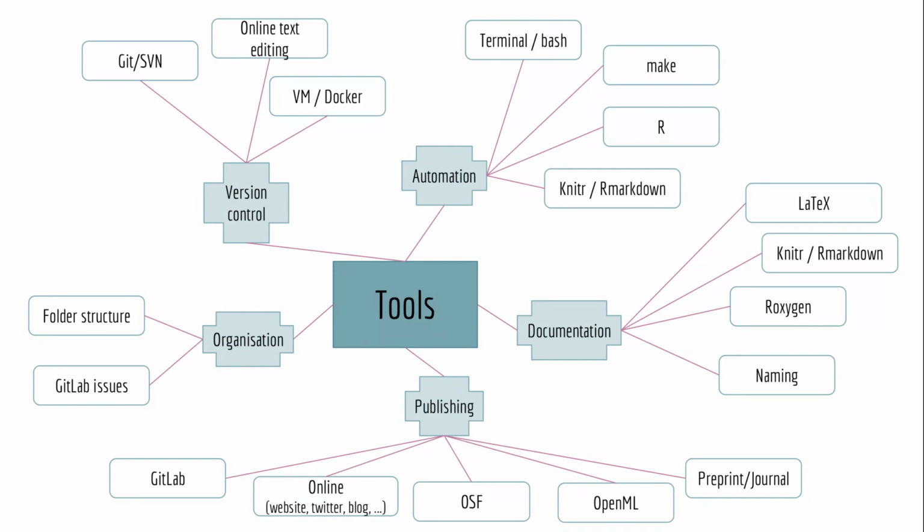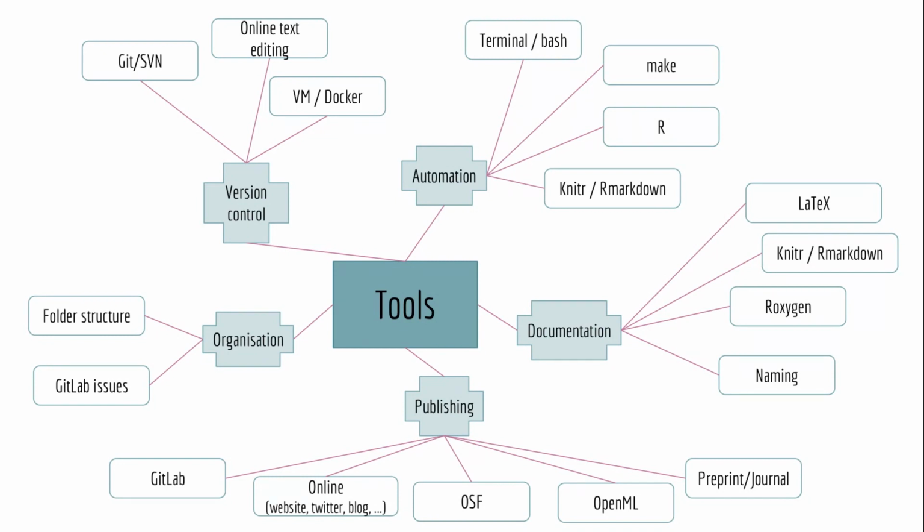Then let's move on to version control. In version control, I obviously have Git and Subversion. So I use Git for most of my projects. I use Subversion for R packages because we have our R packages on RForge.